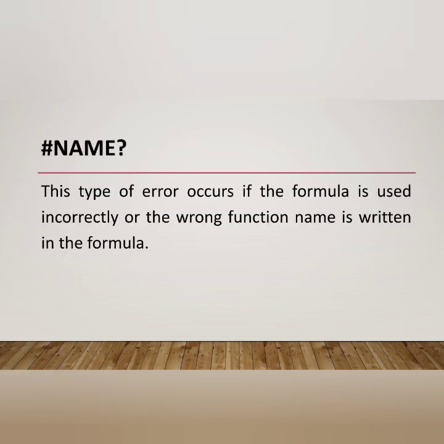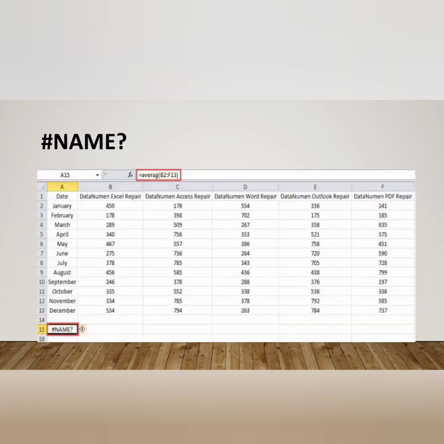#NAME? error. This type of error occurs if the formula is used incorrectly or the wrong function name is written in the formula. For example, here we have to find out the average of a few numbers. Here the range is given starting from B2 to F13. But the spelling of average is wrong here. So whenever we write a wrong name of any function, this kind of error occurs, that is #NAME?.